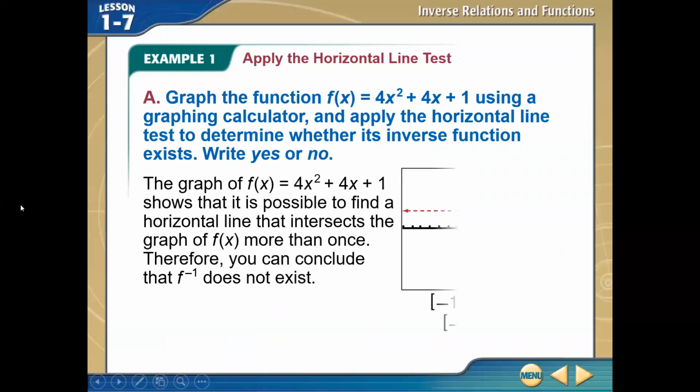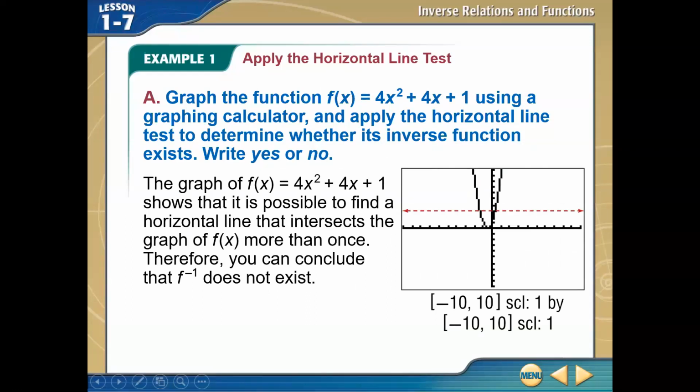So we would write no. Once again, it's not saying that there isn't an inverse relation. We're saying that the inverse is not a function, because we can take the inverse relation of anything, since that's just switching x and y. But we're looking for inverse functions, which are a special type of inverse relation. So our answer to this question would be no.